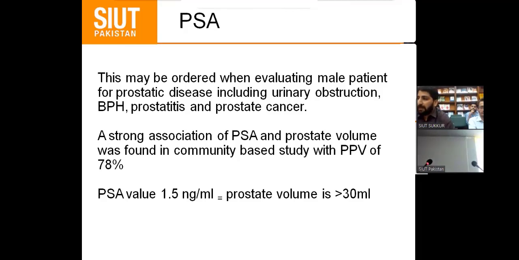And then comes the PSA. This may be ordered when evaluating a male patient for prostatic disease, including urinary obstruction, BPH, prostatitis, and prostate cancer. Basically, PSA also gives information about the volume of the prostate. There is a strong association of PSA and prostate volume, found in a community-based study with a positive predictive value of 78%. If the PSA value is above 1.5 nanogram per ml, it means the prostate volume is likely greater than 30 ml. The PSA again changes the course of treatment from medical treatment to surgical intervention.